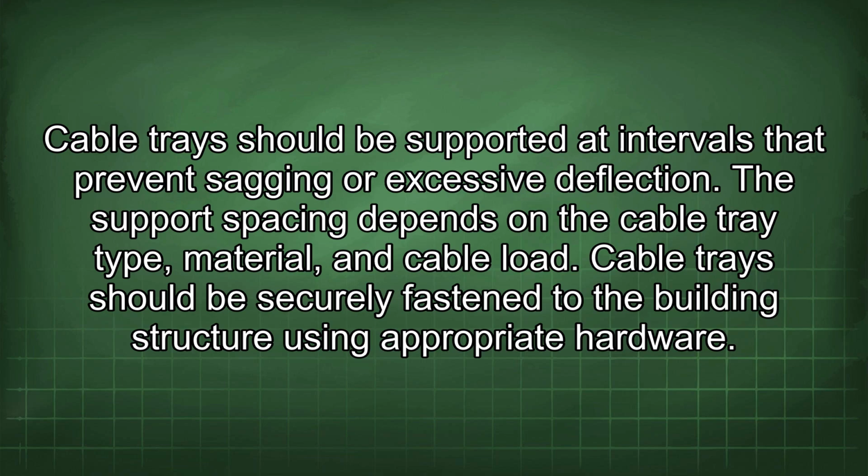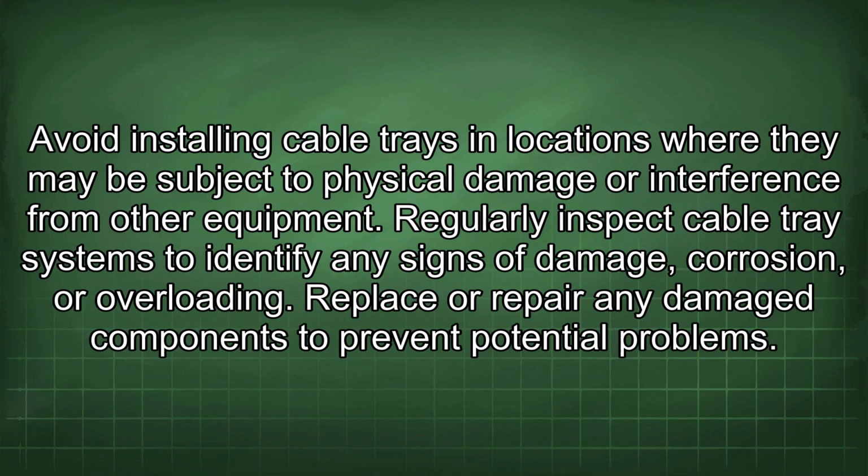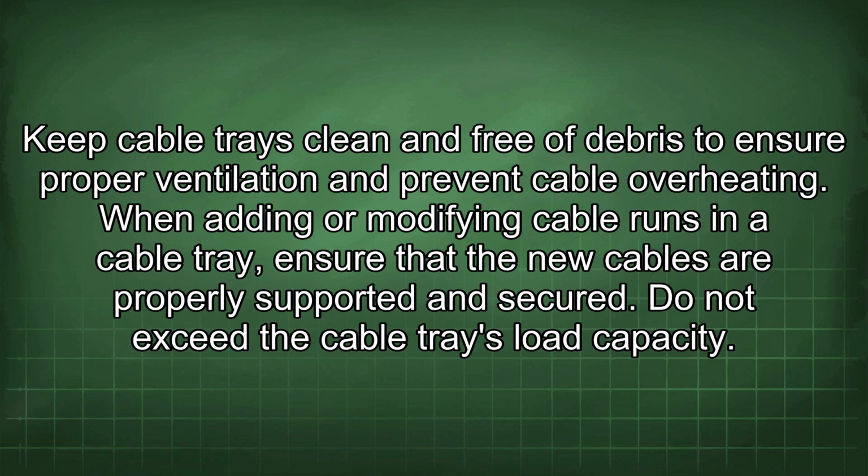Cable trays should be securely fastened to the building structure using appropriate hardware. Avoid installing cable trays in locations where they may be subject to physical damage or interference from other equipment. Regularly inspect cable tray systems to identify any signs of damage, corrosion, or overloading. Replace or repair any damaged components to prevent potential problems. Keep cable trays clean and free of debris to ensure proper ventilation and prevent cable overheating.